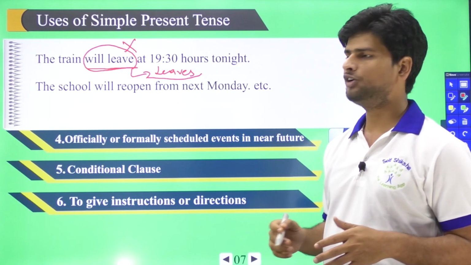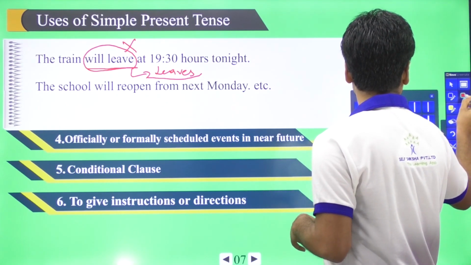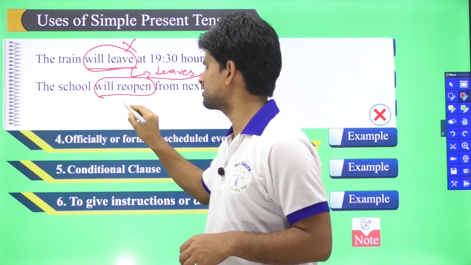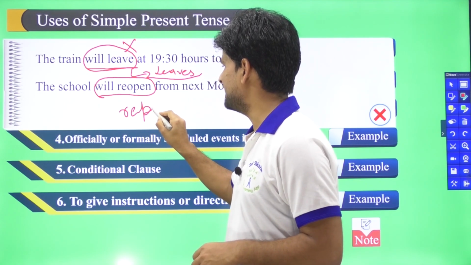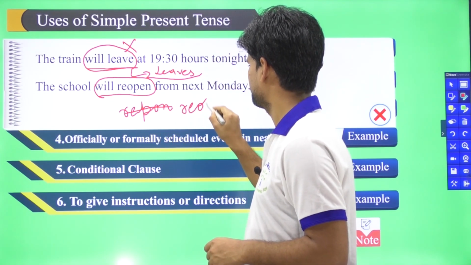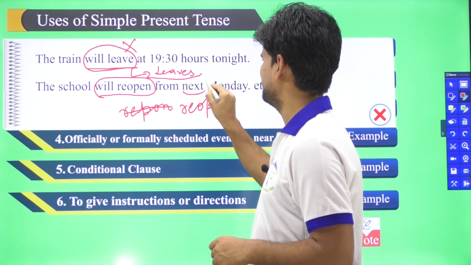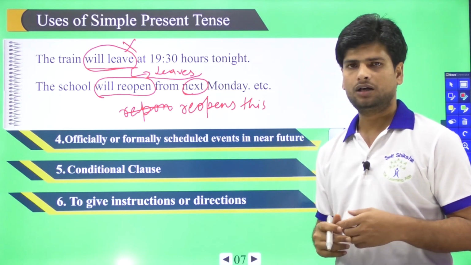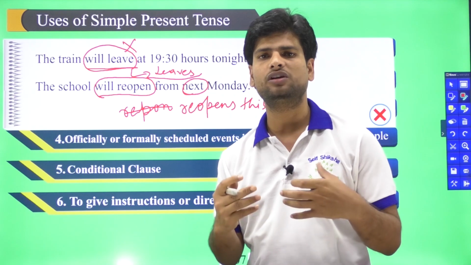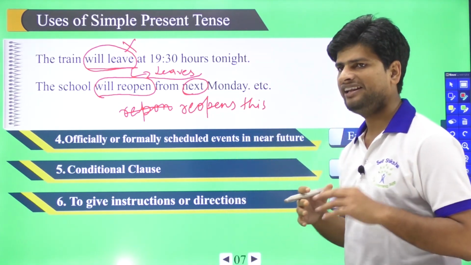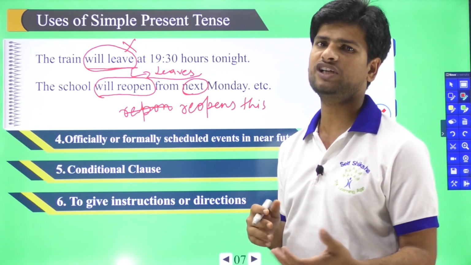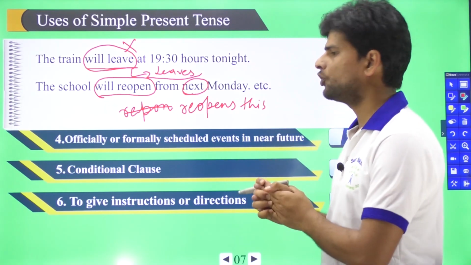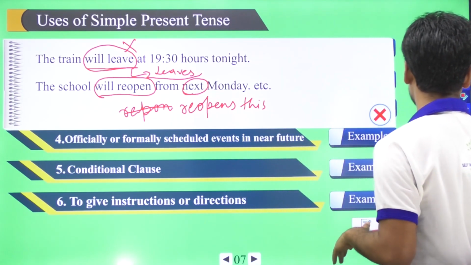Next one is the school will reopen. It is also a scheduled event and it is a formally scheduled event. So will reopen is the wrong structure and we must write it, or we can write it, reopens. Next word को आप avoid कर दीजिए and it is this Monday. So the school will reopen की जगह पे the school reopens this Monday. तो इस तरीके से any formally scheduled or officially scheduled events of the near future is kept in simple present tense. This is the fourth use of simple present tense. ये भी बहुत clear होगा आपको.